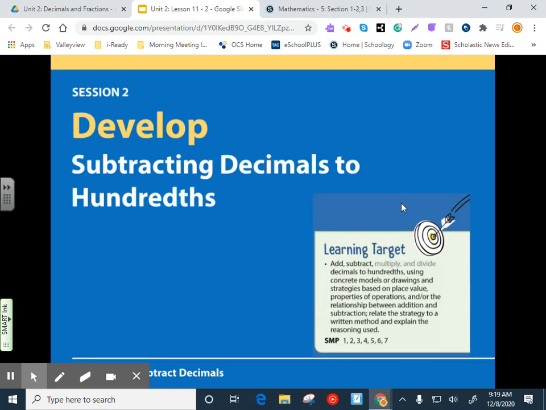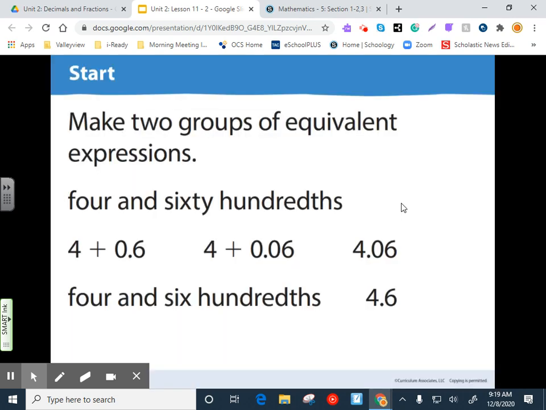All right, welcome to session 2 for lesson 11. We're going to continue subtracting decimals and go over a few more techniques on how to do that. While these techniques may not be practical, they help give us a better understanding of the numbers involved and what they represent. So let's start with a warm up for this one.